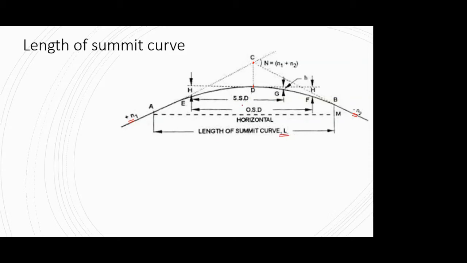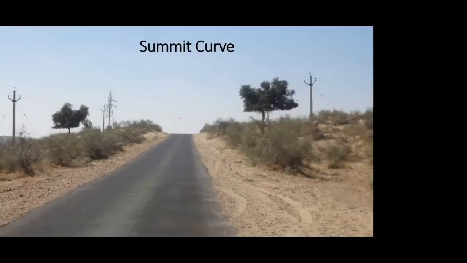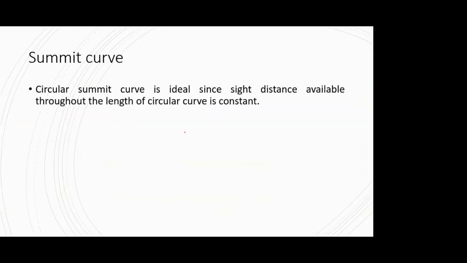For that we saw that we have two factors: one is the stopping sight distance and another is the overtaking sight distance. This is because when you are traveling on a summit curve like this, you really can't guess what is on the other side of the apex. It may be a level road, it may be another down gradient, or there may be an obstacle just after this apex point. So the sight distance, stopping sight distance or overtaking sight distance, plays a very important role. That is why I have said sight distance.